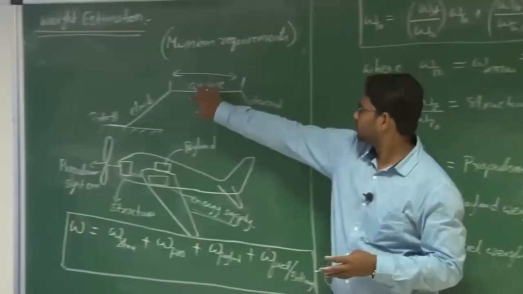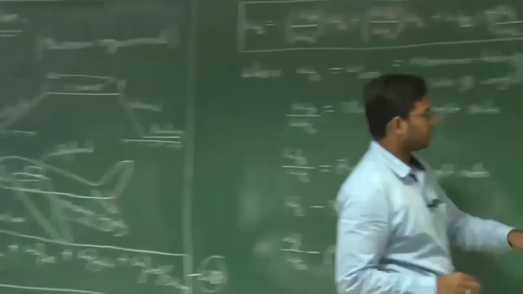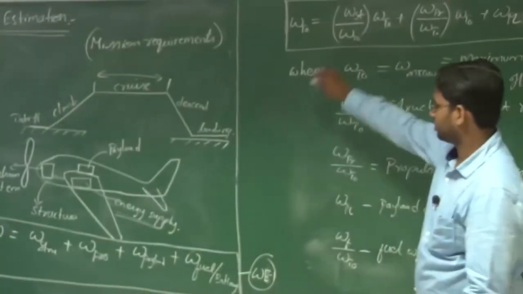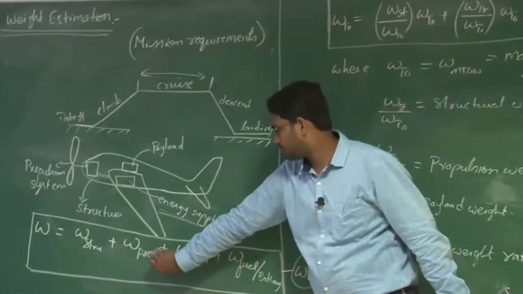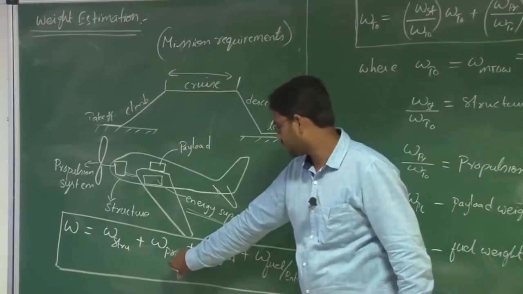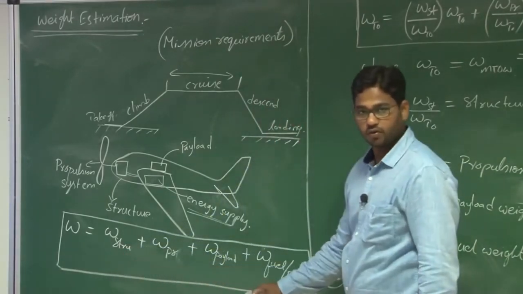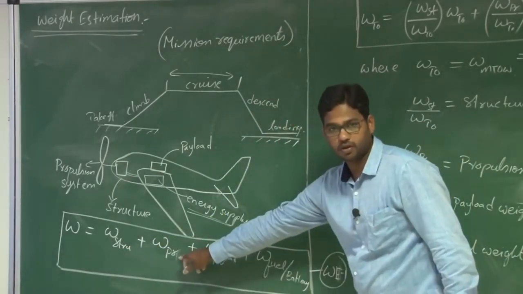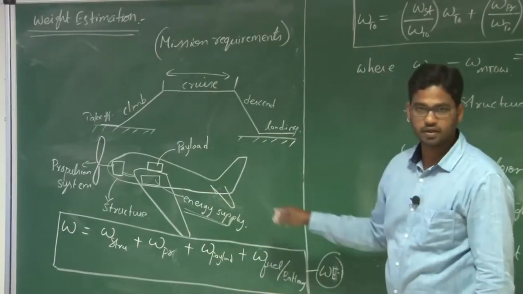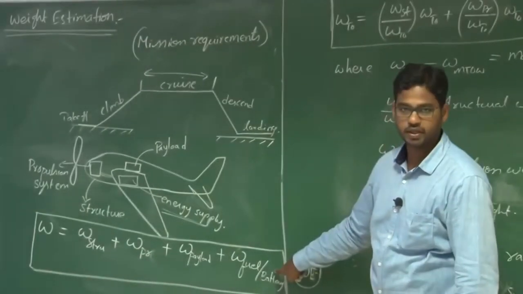So if you know the power requirement, you will be able to select the corresponding power plant. Once you have the power plant, you have an accurate value of this WPR of the propulsion system, right? You have an accurate value here. Now you need to figure out what is the structural rate based upon this. Once you have the accurate value of this propulsion power plant, you have to again iterate this step, iterate the process, and update the fuel weight again.